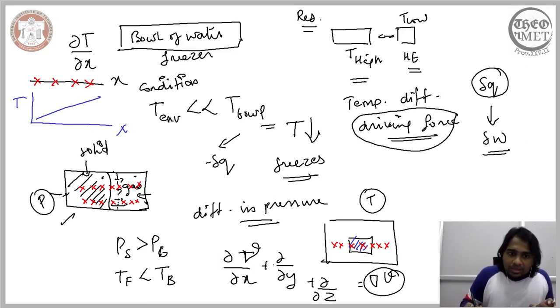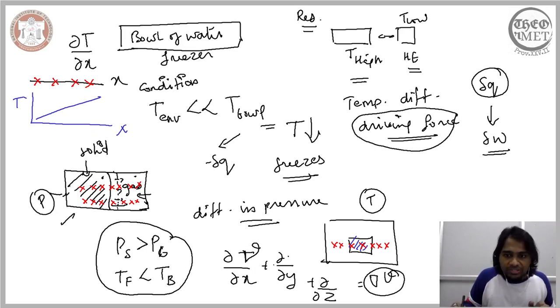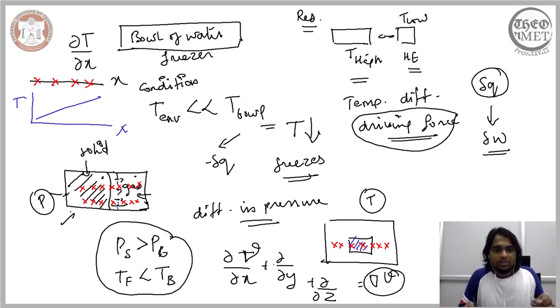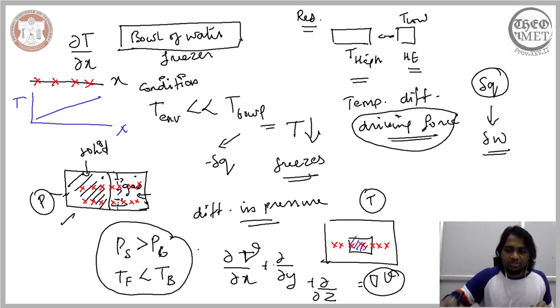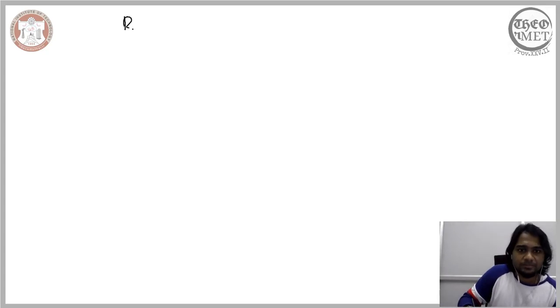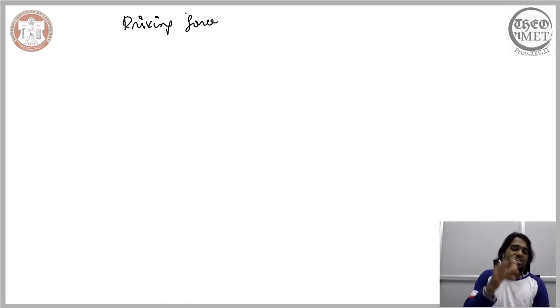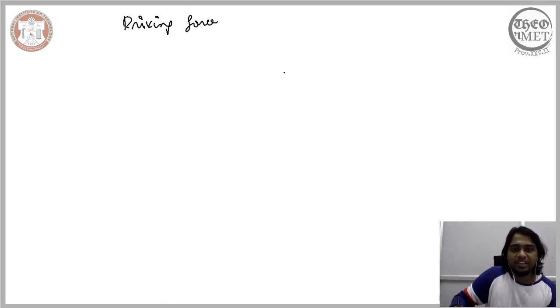So instead of expressing these two driving forces, the difference in pressure and the difference in temperature, in a manner that is restricted to each of these systems, a generalized way of representing them would be the gradient of a specific thermodynamic variable. So the driving force, in most cases, for a change in the state of a material can be expressed using the gradient of a specific thermodynamic variable.